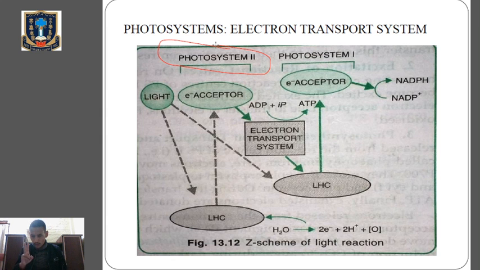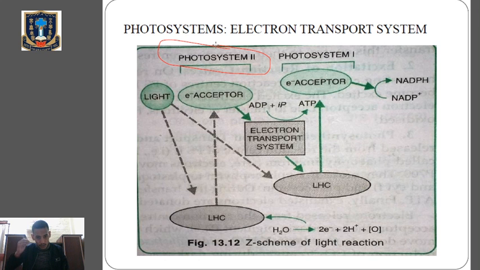Okay, so 680 nanometer wavelength of light, red light, will be absorbed by the reaction center of photosystem 2. Clear? So when the reaction center of photosystem 2 absorbs the 680 nanometer wavelength of red light, the electron will be excited. After absorbing that light, the electrons in PS2 will get excited, and they will jump further from the atomic nucleus.